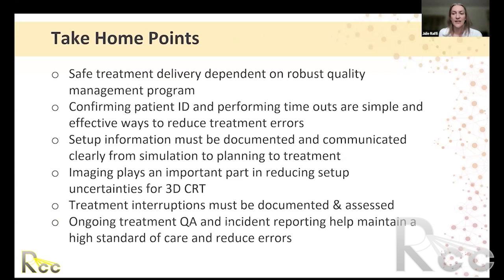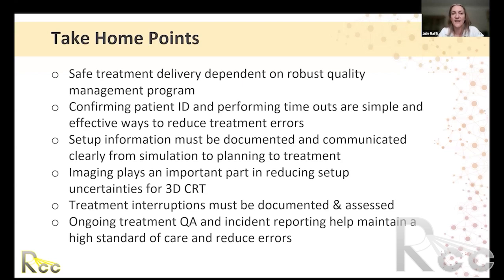So some take-home points from today's lecture. A safe treatment delivery for our patients depends on a robust quality management program. So this starts well before the patient arrives for treatment with physics checks, therapist checks, high quality plans that have been peer reviewed, etc. It's also important to confirm patient ID and perform timeouts. These are simple and effective ways to reduce treatment errors, things that you can do for every patient every day that will help minimize your errors.